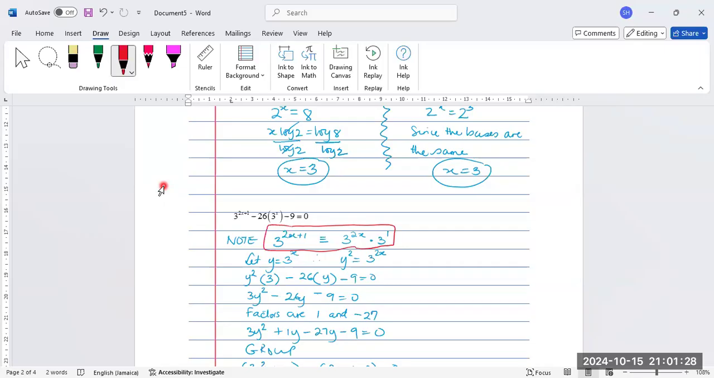Sir? All right, did you say it's equal to 3 to the 2x times 3 to the first power? Mm-hmm. When you multiply the powers, you add them? You're talking about the first rule of indices? No, that's what you just asked me a while ago was logarithms. 3 raised to the 2x plus 1, I recognize that can be broken down into 3 raised to the 2x and then 3 raised to the first power.